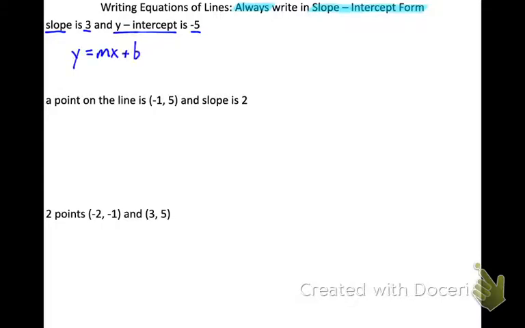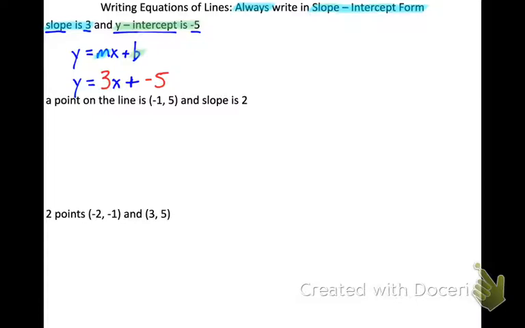And know that my slope goes in for m and my y-intercept goes in for b. And so when I do that, I get y is equal to 3x plus, or I guess you could do minus 5 or plus negative 5, whichever way makes more sense to you, okay? But I'm just plugging them in. If I'm given the slope and the y-intercept, just plug it into y equals mx plus b.